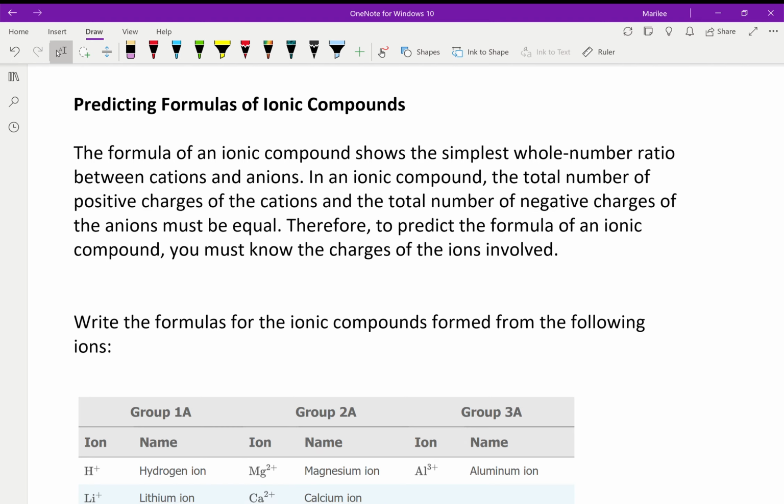So, predicting formulas of ionic compounds. The formula of an ionic compound shows the simplest whole number ratio between cations and anions. So we won't have decimal points. In an ionic compound, the total number of positive charges of the cation and the total number of negative charges of the anion must equal. To predict the formula of an ionic compound, you must know the charges of the ions involved.